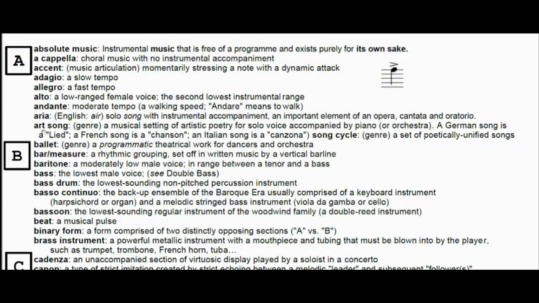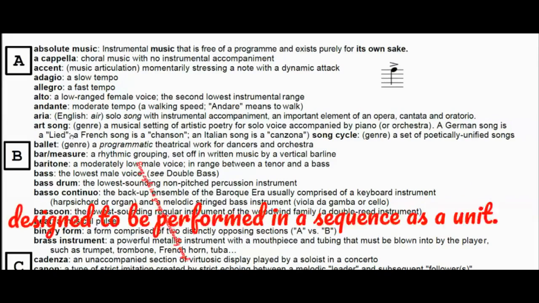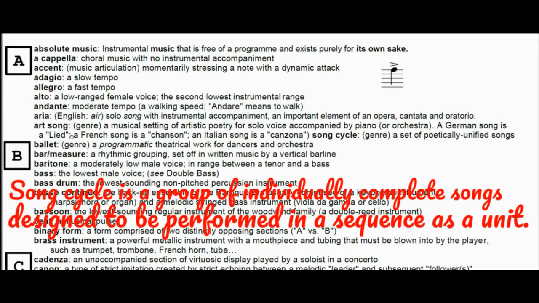Art song is a genre, a musical setting of artistic poetry for solo voice accompanied by piano or sometimes orchestra. A German song is a lied, or lieder in plural. A French song is a chanson. An Italian song is called canzona.